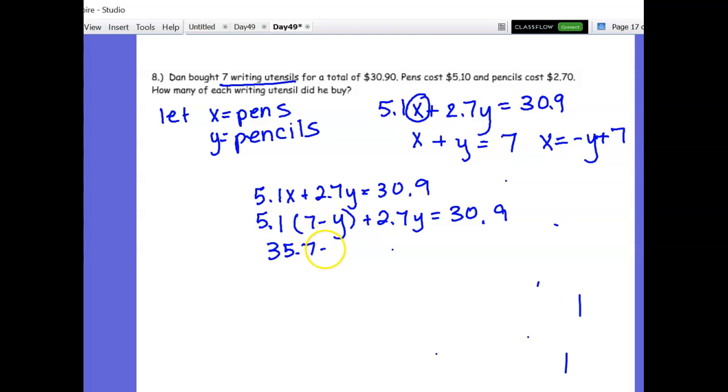35.7 minus 5.1y plus 2.7y is going to be $30.90.